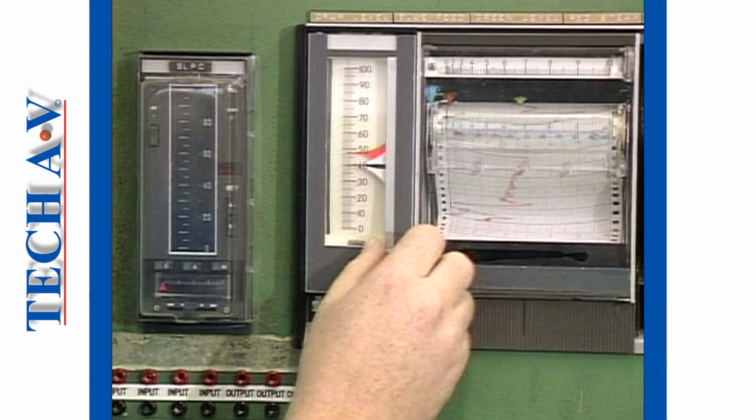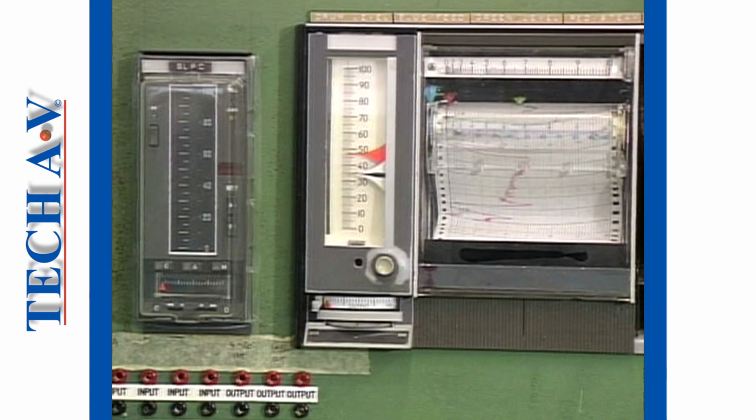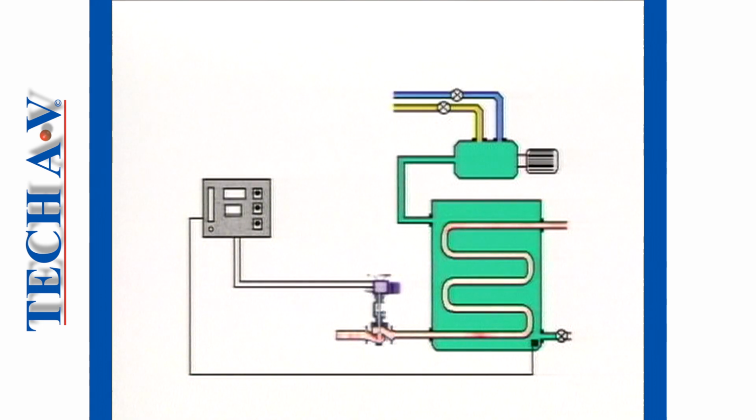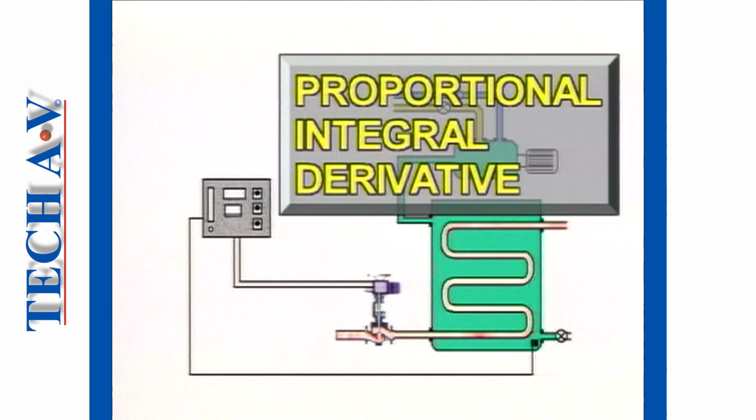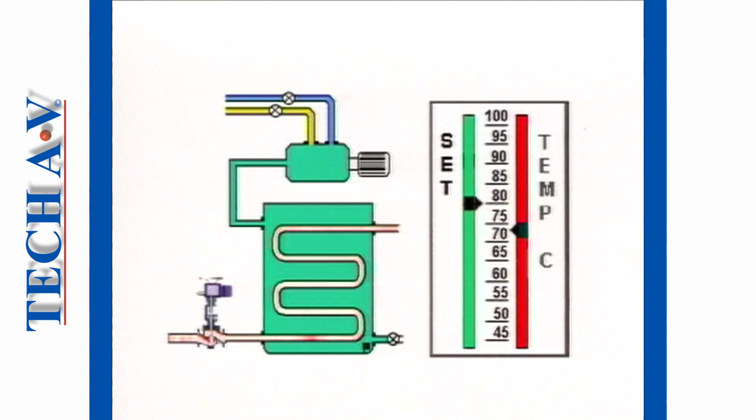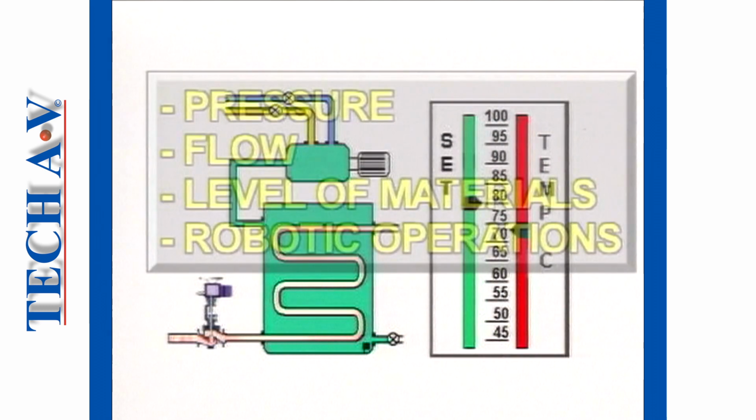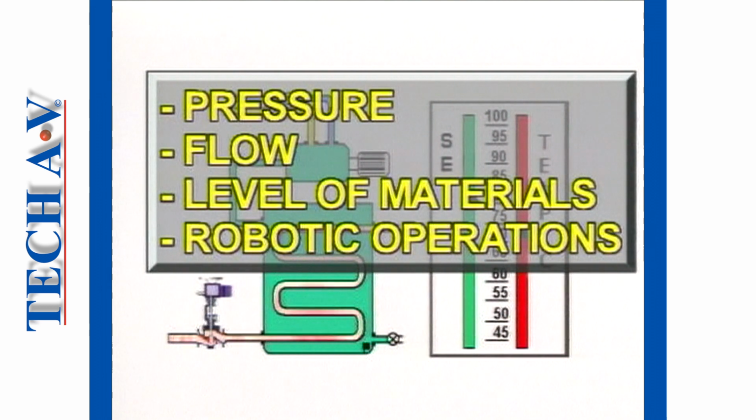Optimum settings of the controller must be set and calibrated carefully by plant engineers or technicians. Our complete continuous process system is now under the control of a three-mode controller, or PID unit. In our simplified explanation of PIDs, we have been concerned only with one processing variable, namely temperature. Similar PIDs are also used to control other variables such as pressure, flow, levels of materials, and even some robotic operations.